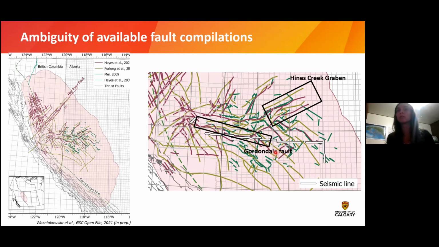It can be seen, for example, for the Gordondale fault, which I outlined, or the Hines Creek Graben. So hopefully we have some seismic data which is crossing some of those structures, and we use those to try to find a way to better describe these faults in the subsurface in this region.